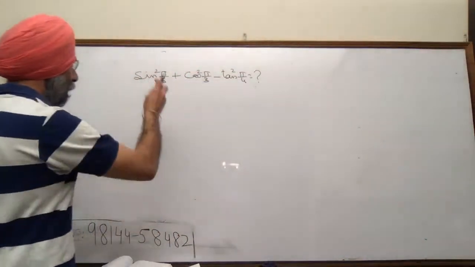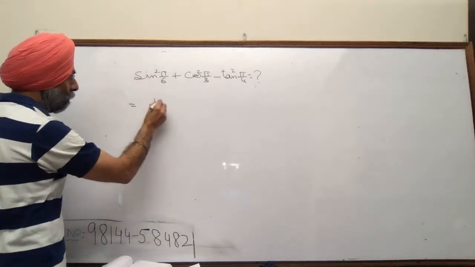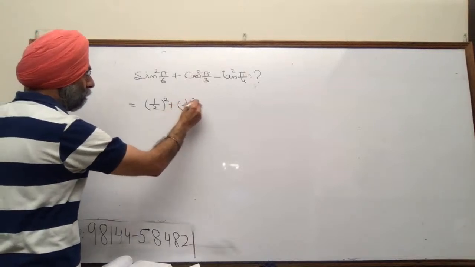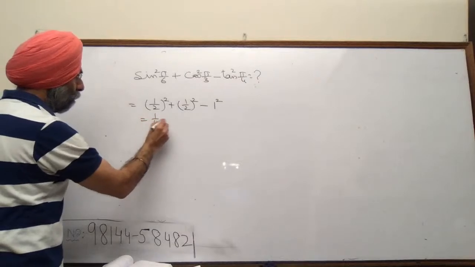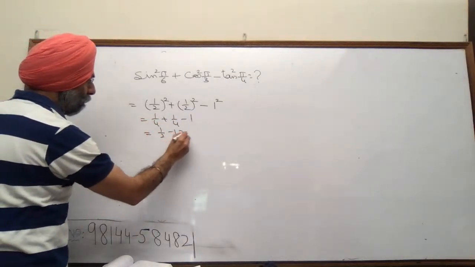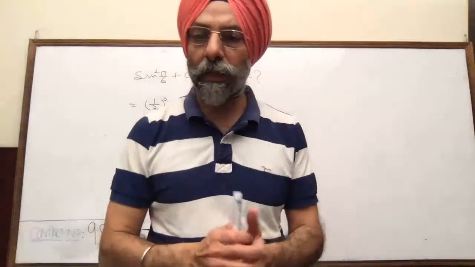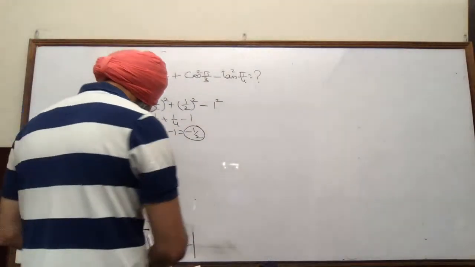Okay, so now let me write down the answer to this question. It is sine 30 which is half square, cos 60 which is half square, tan 45, 1 square. 1 by 4 plus 1 by 4 minus 1, 1 by 2 minus 1. So this is your minus half, which is the answer. Hartej, that side, beta, this is the correct answer. Harshit, that side, this is the correct answer.